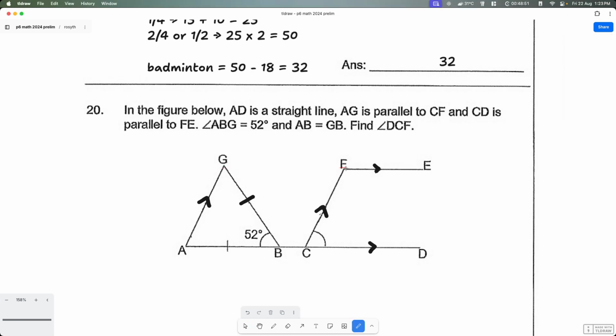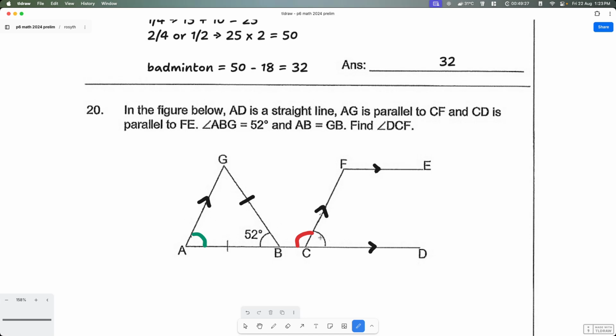Basically, if we can get this green angle, then we can get this red angle over here, because these two lines are parallel. Angles on the adjacent side of parallel lines add up to 180, and after that we can get this angle as well.